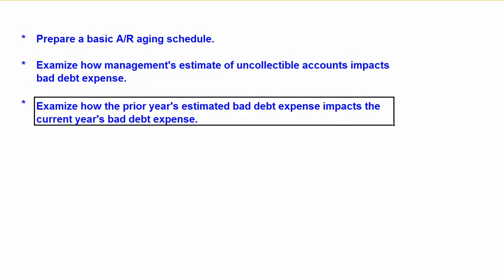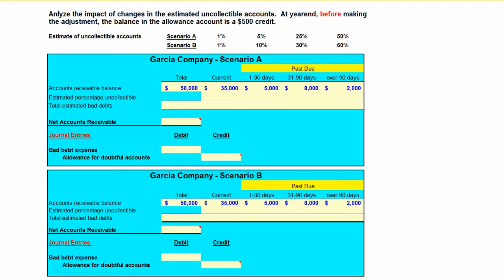And then we'll also examine how the prior year's estimated bad debt expense impacts the current year's bad debt expense. In other words, if in the prior year management was overly optimistic, how will that impact the current year bad debt expense? Let's begin by preparing our basic accounts receivable aging schedule. We're going to examine two scenarios.